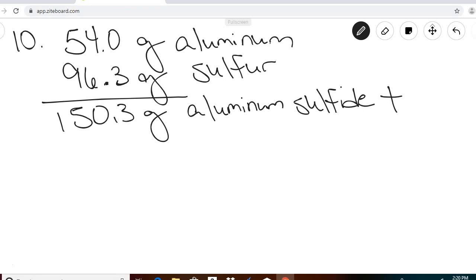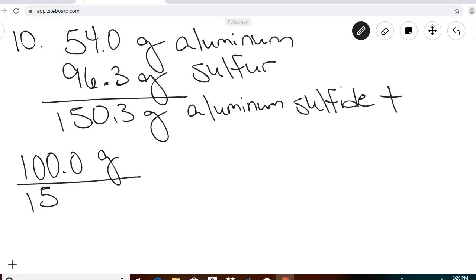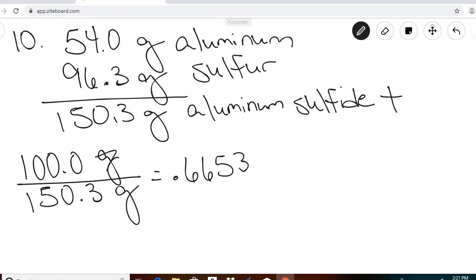How much aluminum and sulfur if you wanted to make 100 grams? Okay, so this one's a little bit different because now we want to make 100 grams instead of 150.3. So 100 is a smaller quantity than 150.3, so our ratio is going to be less than 1. So the ratio that we get, with 4 significant figures, is going to be 0.6653. The grams cancel, and we're just left with that as a ratio.